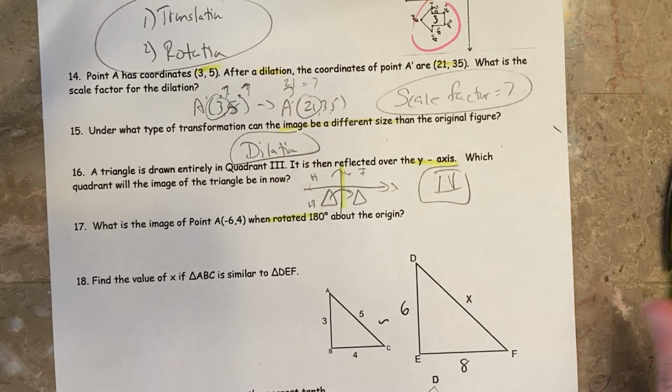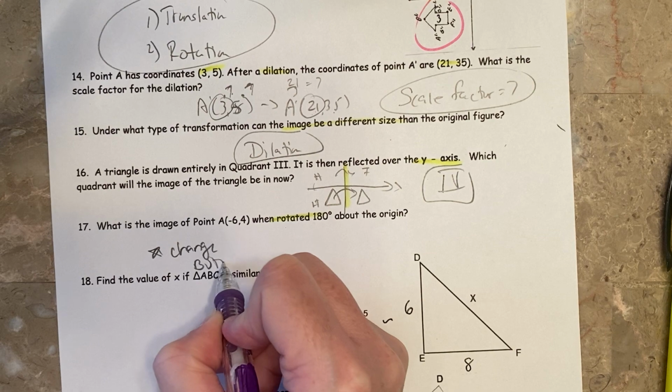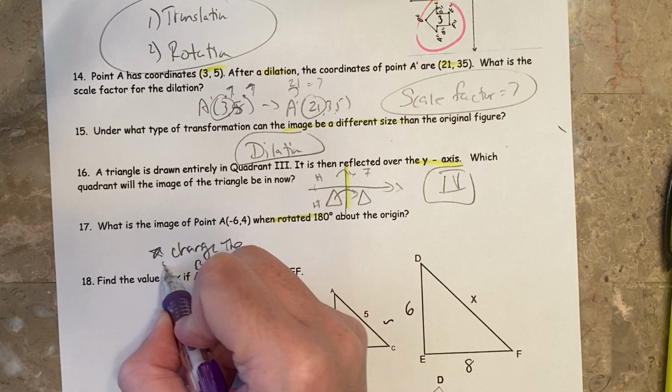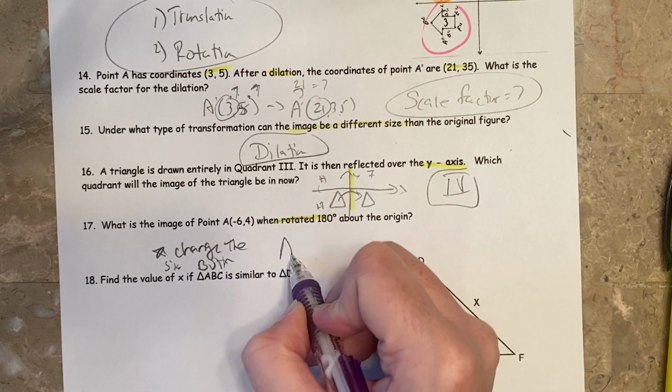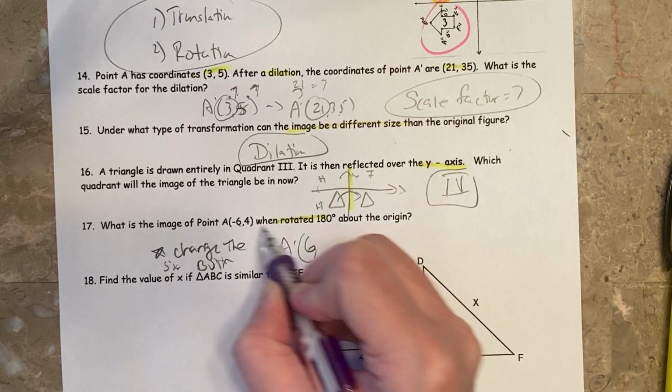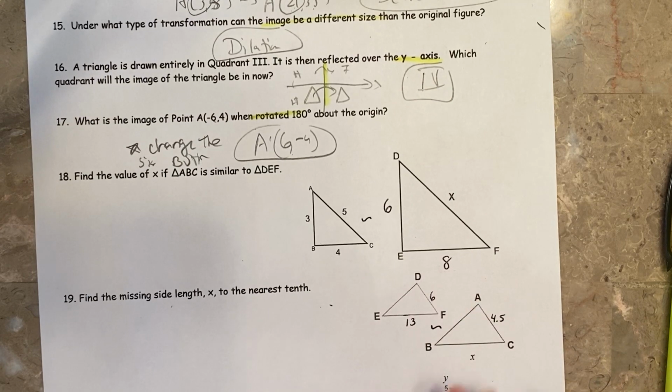Rotation of 180. So we learned you change both. You change the sign. Let me write the sign of both. Did I write that in both? Yes, change the sign. Good. So -6 would go to +6, and +4 would go to -4. So if you got (6, -4), you got it correct.